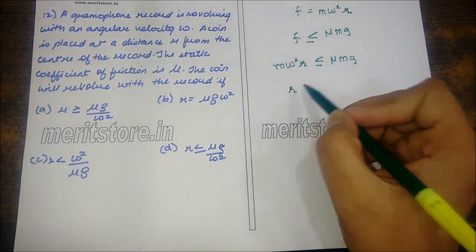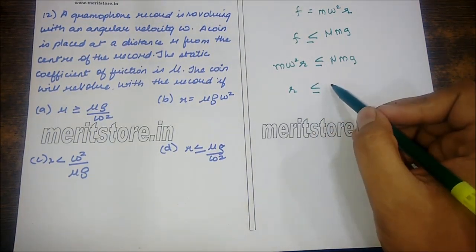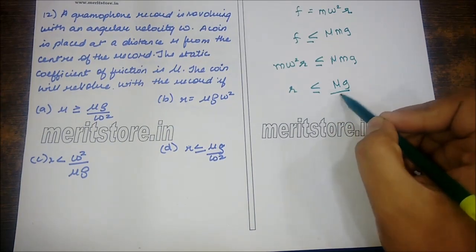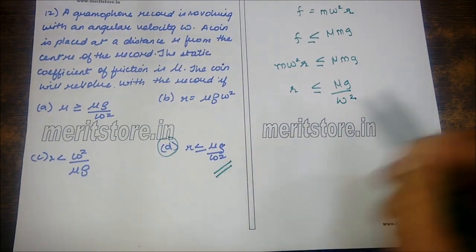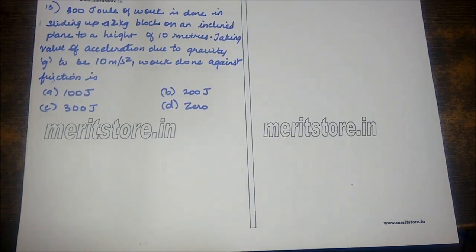So now r is less than or equal to mu g upon omega square. So option D is the correct answer. 300 joule of work is done in sliding up a 2 kg block on an inclined plane to a height of 10 meters, taking the value of acceleration due to gravity g to be 10 meter per second square. Work done against friction is?